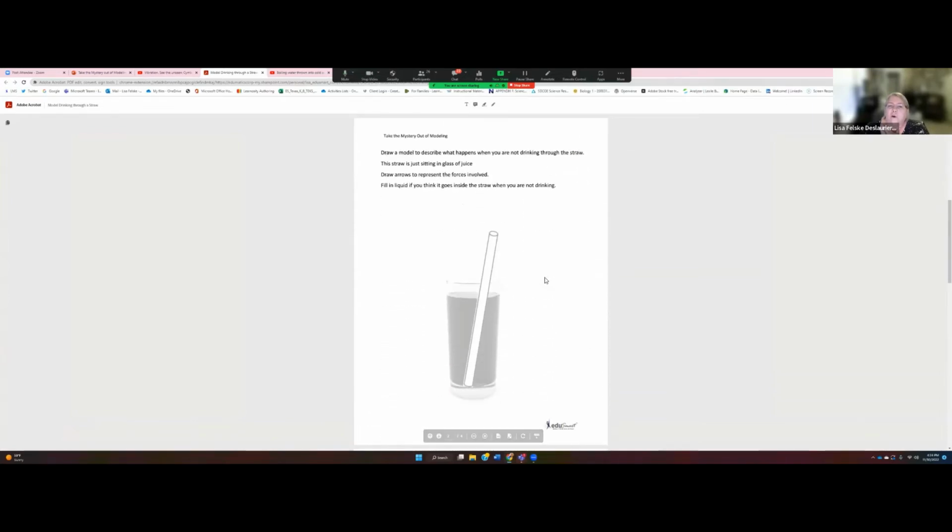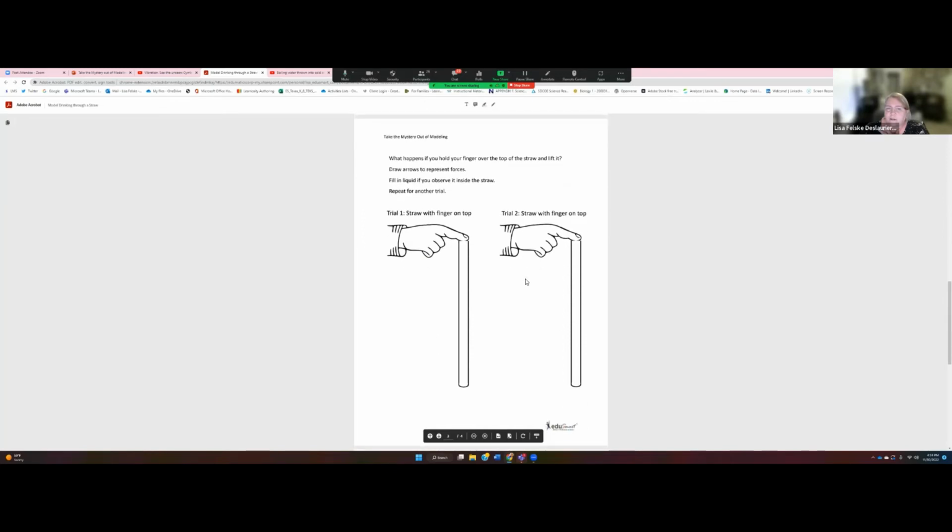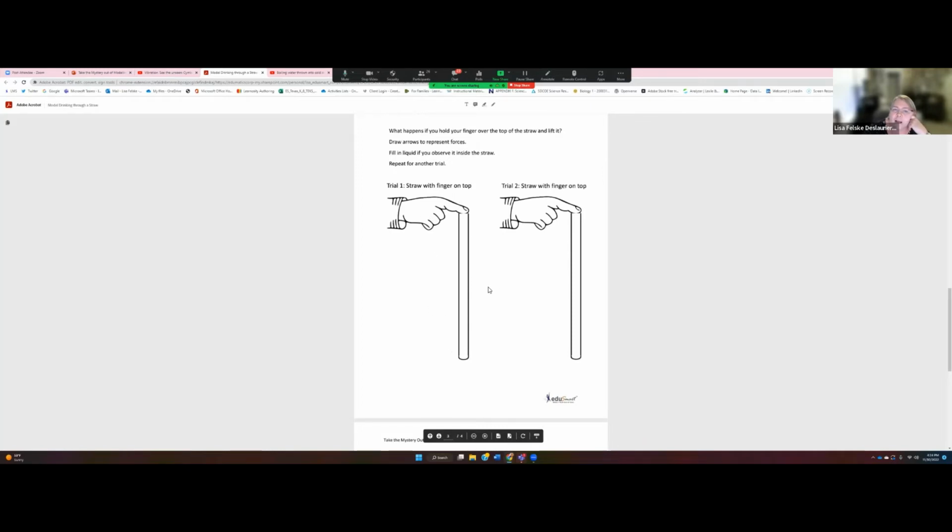Then draw a model to show what happens when you're not drinking through the straw. Is there still liquid in here when you're not drinking? So you're trying to get their initial ideas about this. And then we're doing the experiment, which is what happens if you hold your finger over the top. Have them draw arrows to represent the forces, fill in the liquid if you observe it in the straw. So this one we would fill in with liquid, right? At least halfway. This one didn't have any liquid.